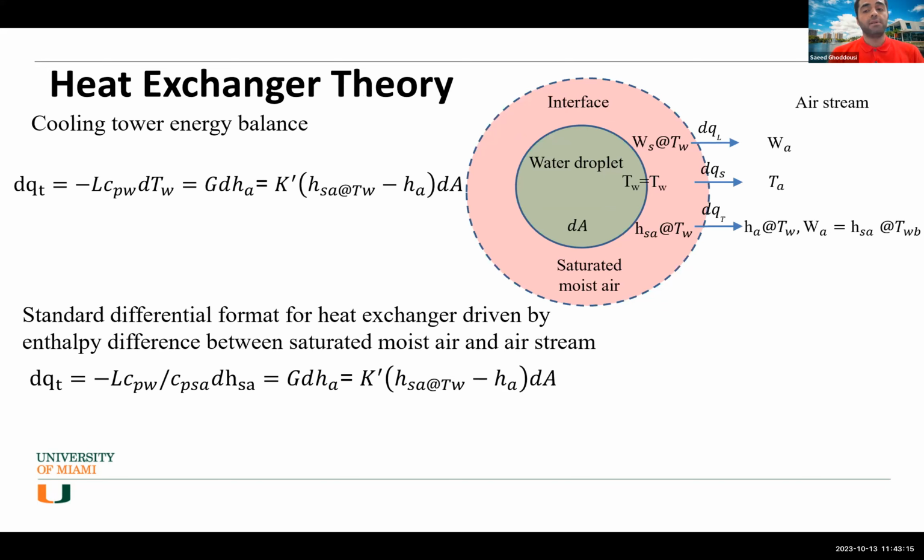Now we need to go to the next stage to have a heat exchanger theory based on the cooling tower energy balance that we already developed, using another parameter here to have the standard differential format for the heat exchanger driven by the enthalpy difference that you can see at the last equation. We have an enthalpy difference, not temperature difference, at the saturated moist air and also the air stream. This is a critical point that we need to work with.